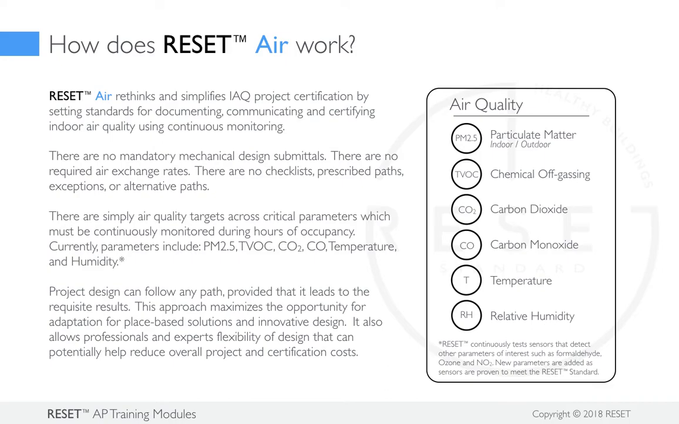And so how does it work? Well, I'm not going to read all of this because I think you should be able to read this for yourselves. But in a nutshell, we're rethinking and simplifying indoor air quality by looking at standards that help you communicate the parameters that you see on the side: PM 2.5, TVOC, CO2, CO, temperature, and humidity. But we're not asking that you have a checklist or a prescribed path or anything that has you check boxes. We really want people to understand that the standard is looking for projects to submit on a case-by-case basis.